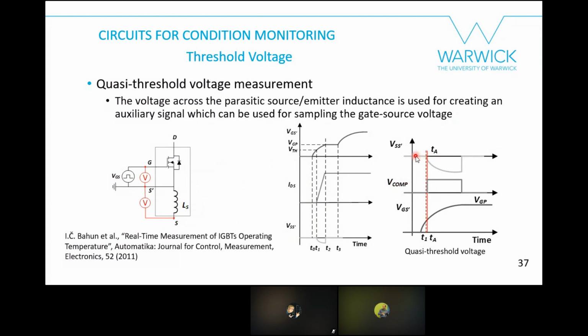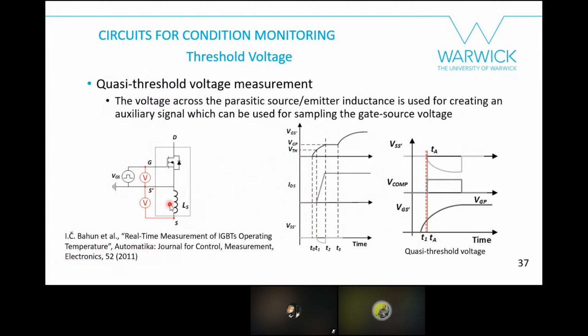So if you just use some additional circuitry, comparators on this parasitic voltage, you can get a trigger signal which is related to the drain current transient, and you can use this trigger signal to sample the gate source voltage. So this is why it is called quasi-threshold voltage. There's a small delay of the comparator. It's not just when the current starts to rise. You just use that comparator, and you can use this if you have access to the source inductance.